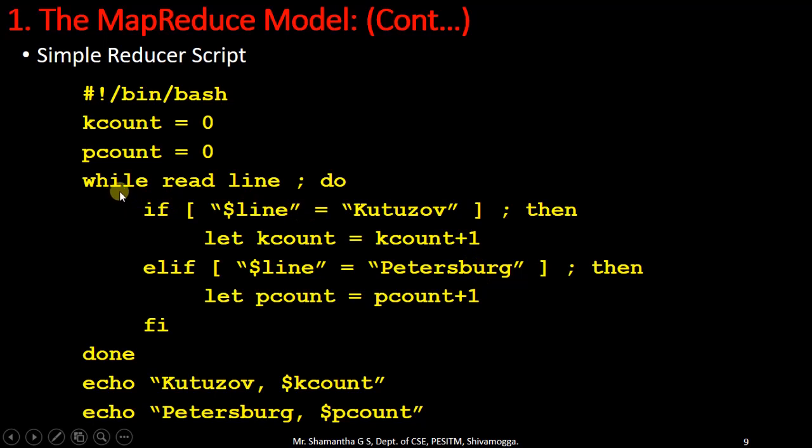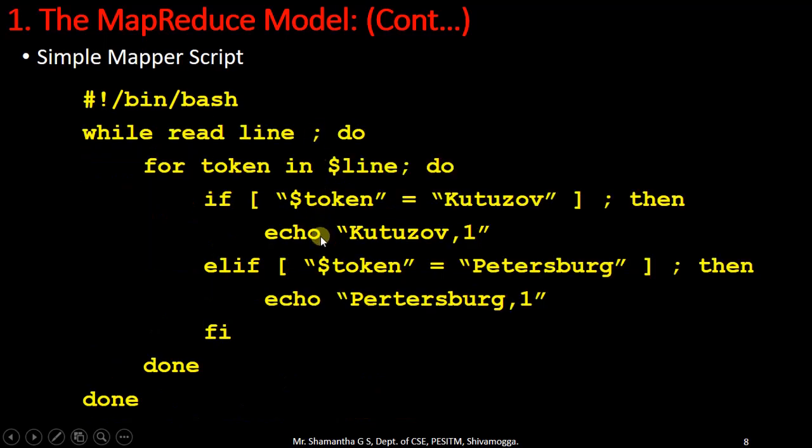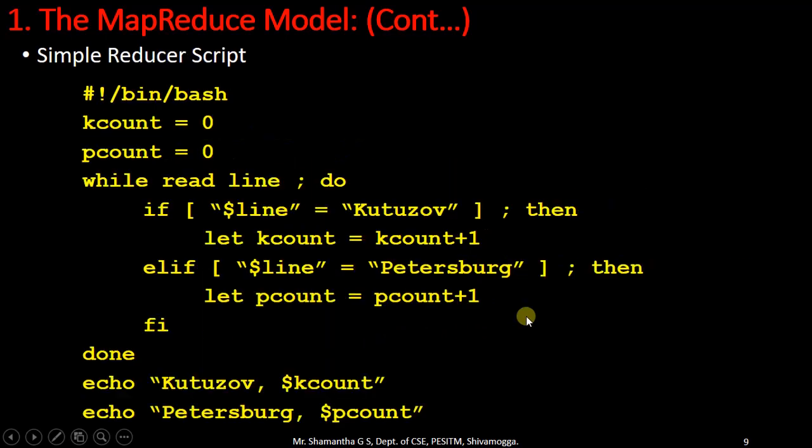So we are going to read the earlier output line by line. Let me come back to the first script. The first script is going to print out Kutuzov, 1 and Petersburg, 1. So now we have a file containing only Kutuzov, 1 and Petersburg, 1. This is the input for our second script. So the second script is going to read the output of the first script line by line.